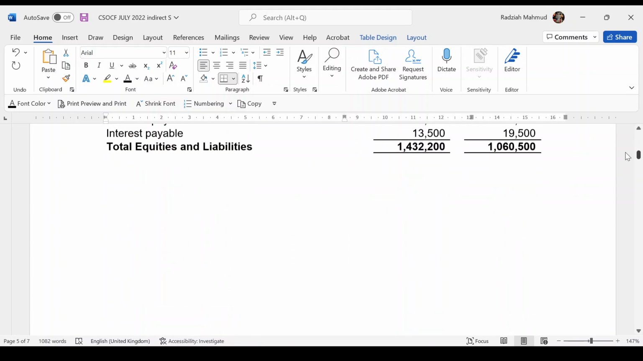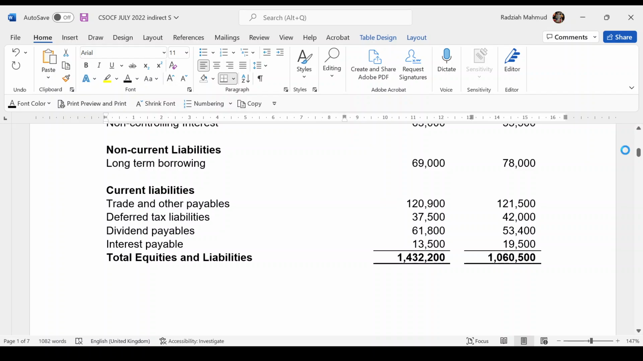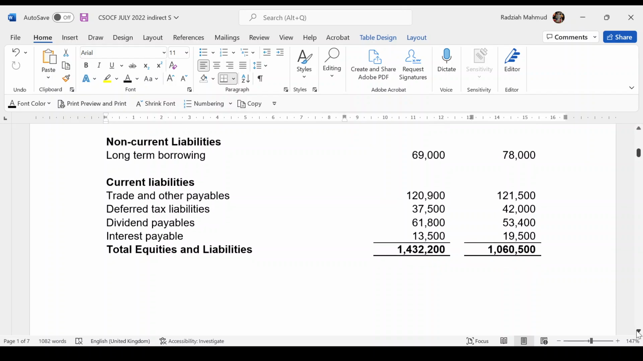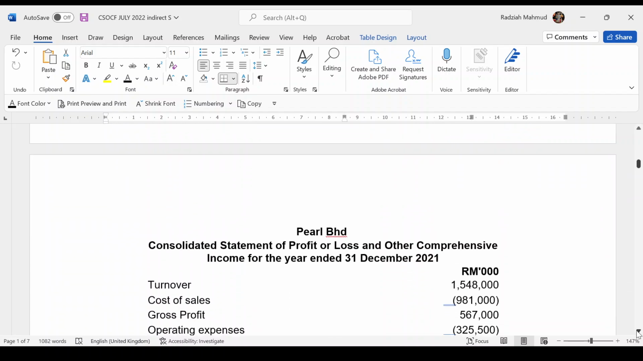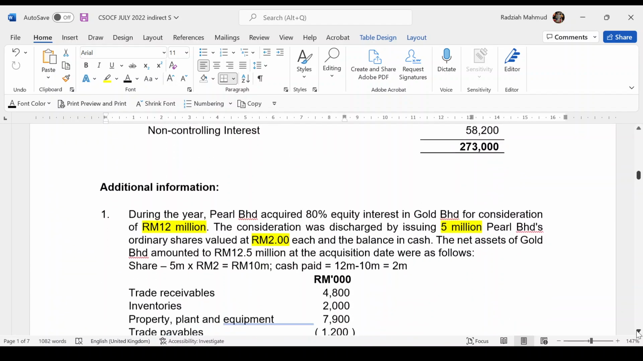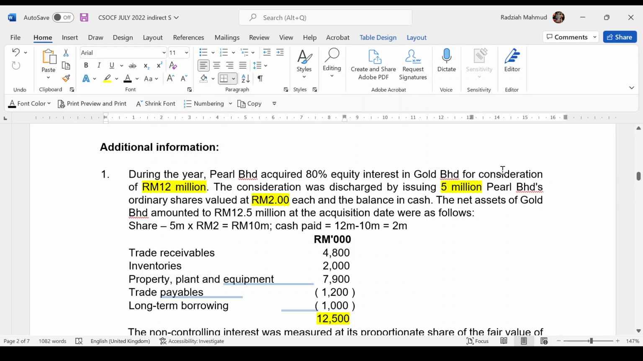So now we go to current liabilities. Under current liabilities, I think we have only 2 items left, because I think we have done with dividend payable and interest payable. So let's look at trade and other payable. This is the opening, this is the closing. We transfer to the account later. Let's check, do we have trade payable when Pearl acquired Gold? Yes, we have. So therefore the liability will be increased by 1,200.